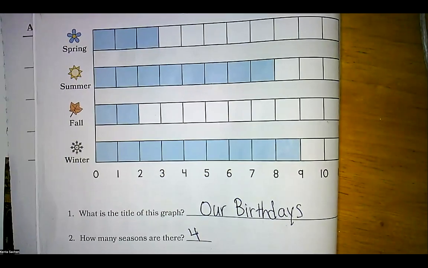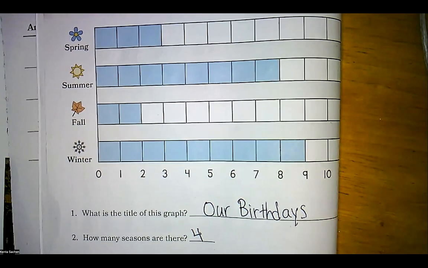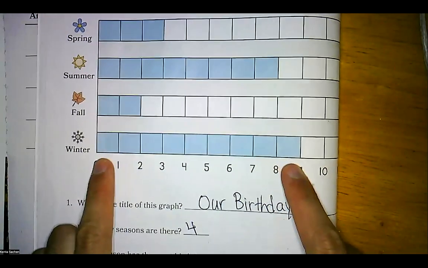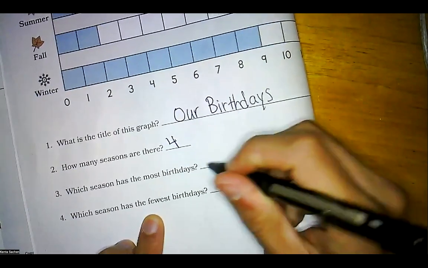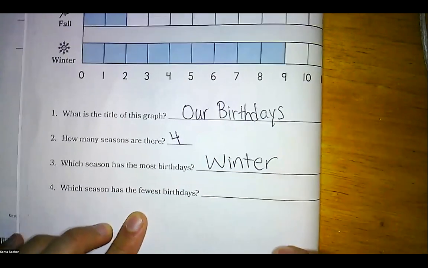Very good. Which season has the most birthdays? Which season is it? Point at it. The most birthdays in 3, 2, 1, point. Very good. Winter, right? That's the longest bar, it looks like. Much longer than some of the other ones. So winter has the most birthdays.